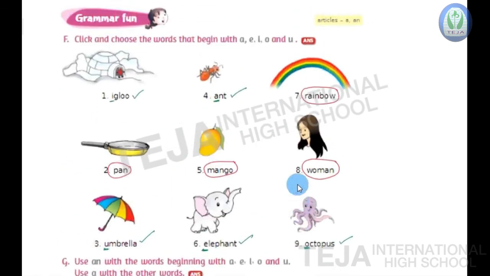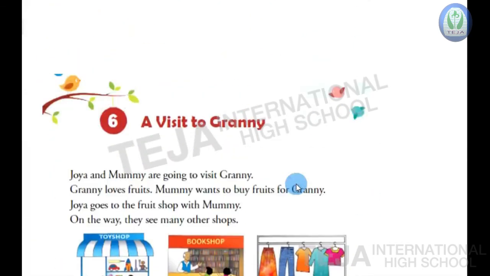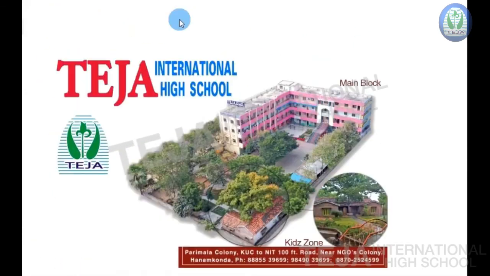In today's session, we have learnt about articles a and an. Now, coming to today's homework, children, complete all the bits of lesson 6, a visit to Granny, in your textbook. Okay, children?